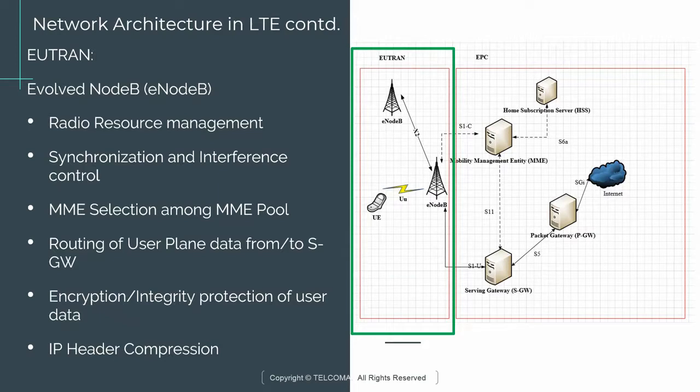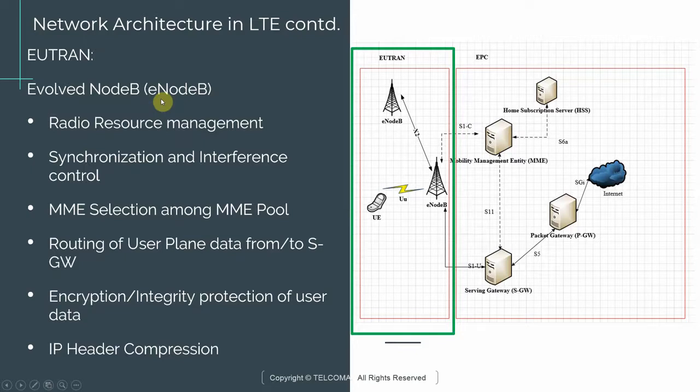Okay, so let's now focus on each of these elements that we had seen in the last slide in a little more detail. We had talked about the EUTRAN part of the network architecture. This is the part that is in the green rectangle here. And the key network element that you need to understand is the evolved node B, which is abbreviated as eNode B.